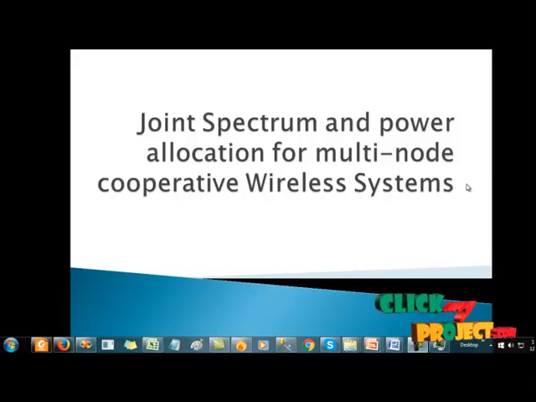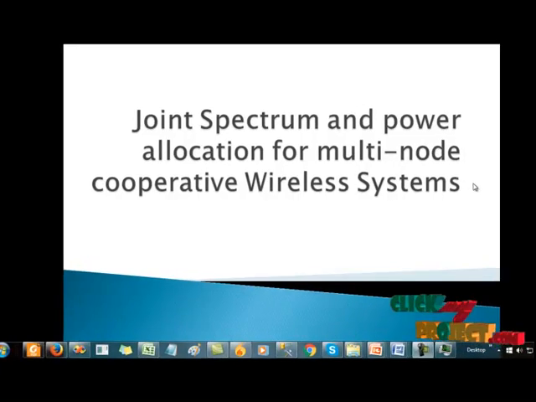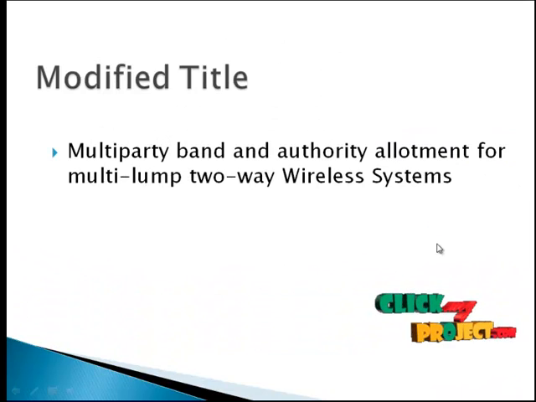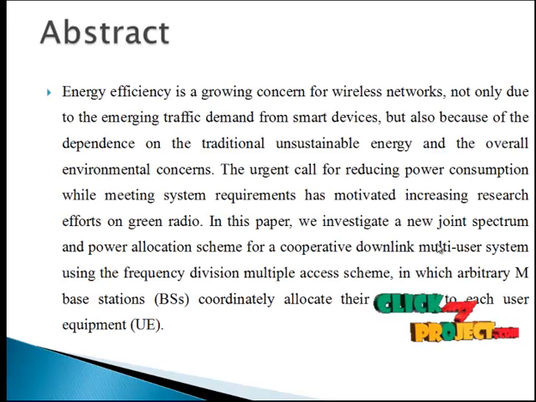Joint spectrum and power allocation for multi-node cooperative wireless systems. Then modified title: multi-party band and power allocation for multi-node two-way wireless systems. Let me see the abstract.